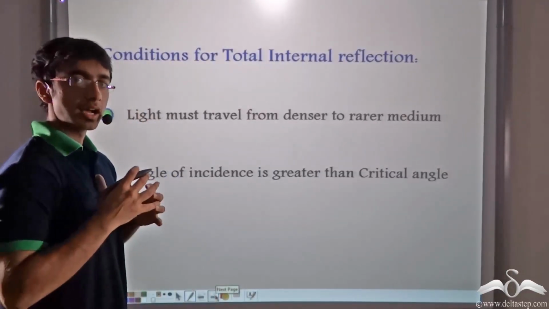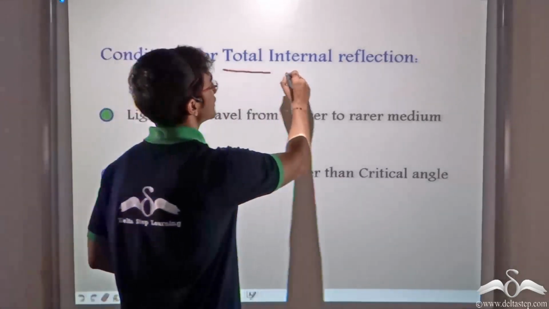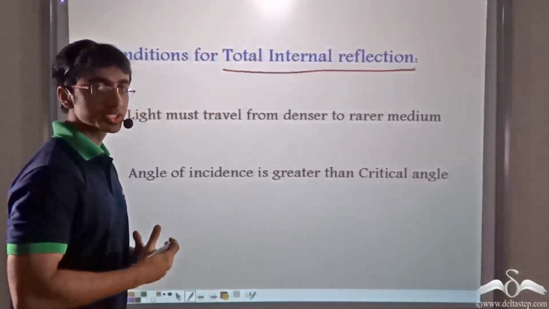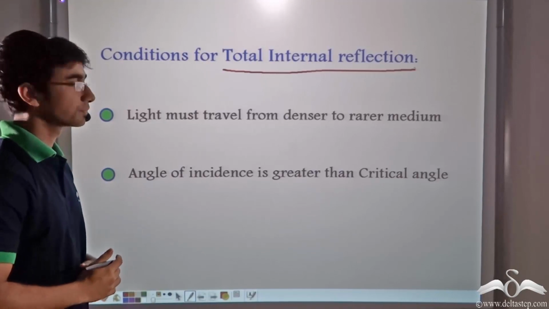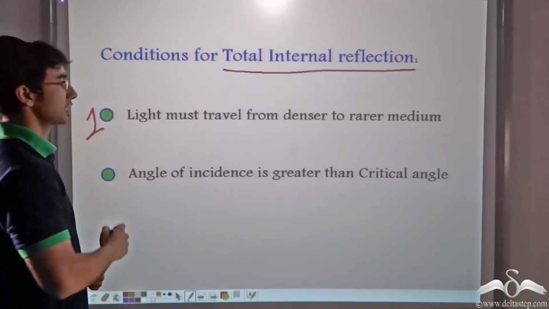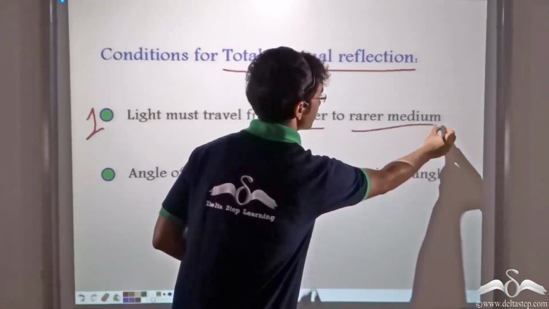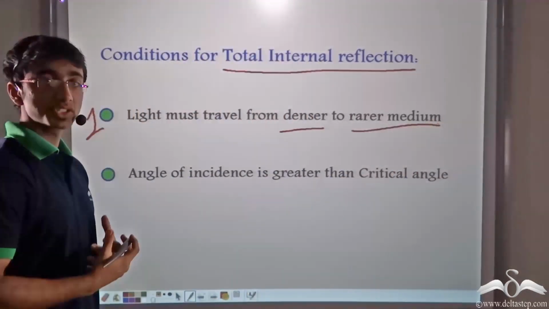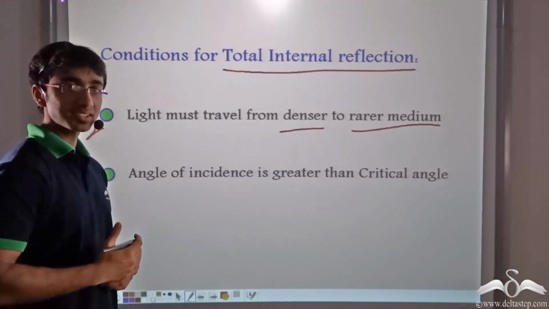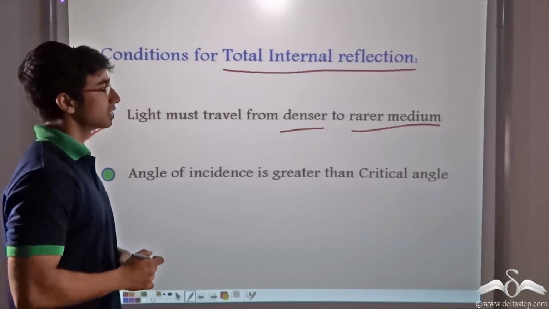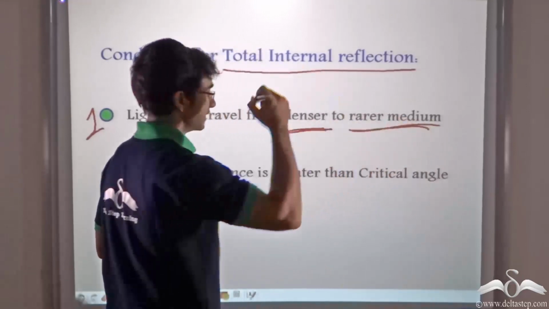Now, after our discussion, we can conclude two things about total internal reflection. What are those two things? Those are the conditions we need for total internal reflection. The first condition is light must travel from a denser medium to a rarer medium. That is, as we saw in the video demonstration, light was traveling from glass to air. So it must travel from an optically denser to an optically rarer medium.